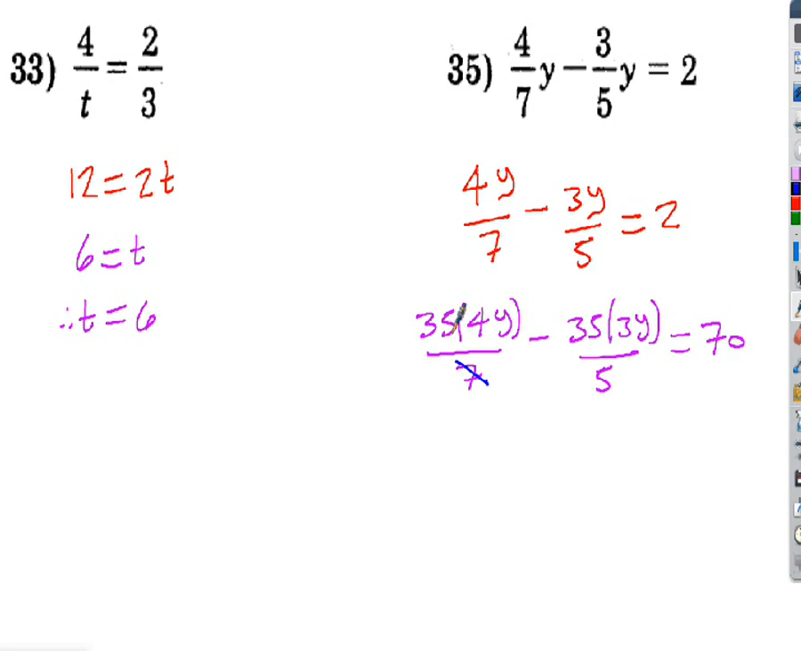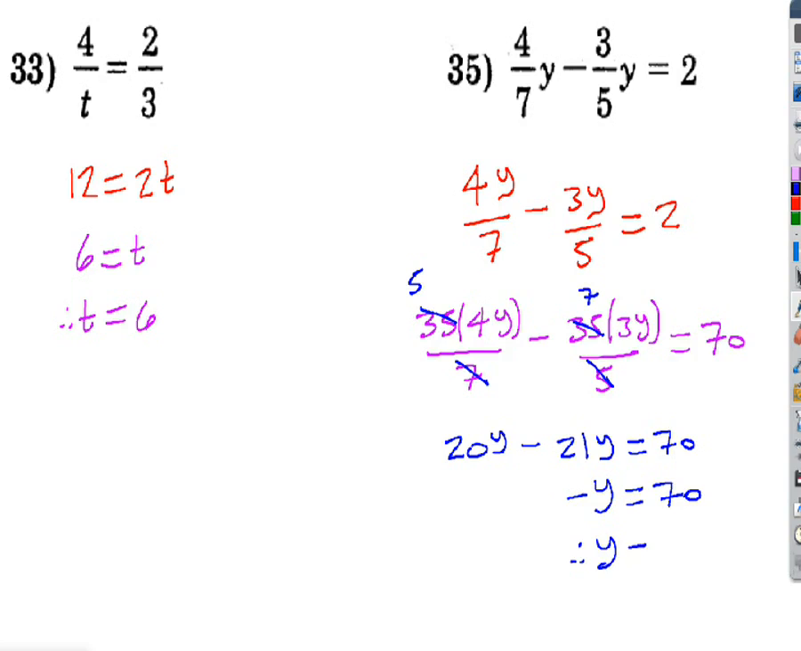Cancelling down, 7 into 35 goes 5 times, and 5 goes into 35 7 times. So my next line, I will get 5 times 4 is 20y minus 7 times 3 is 21y is equal to 70. So 20y subtract 21y will give me negative 1y or negative y, and that's equal to 70. So therefore in this case y is equal to negative 70.